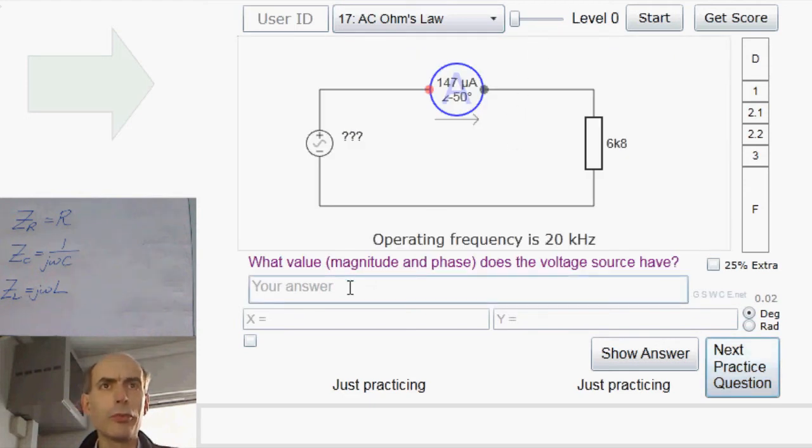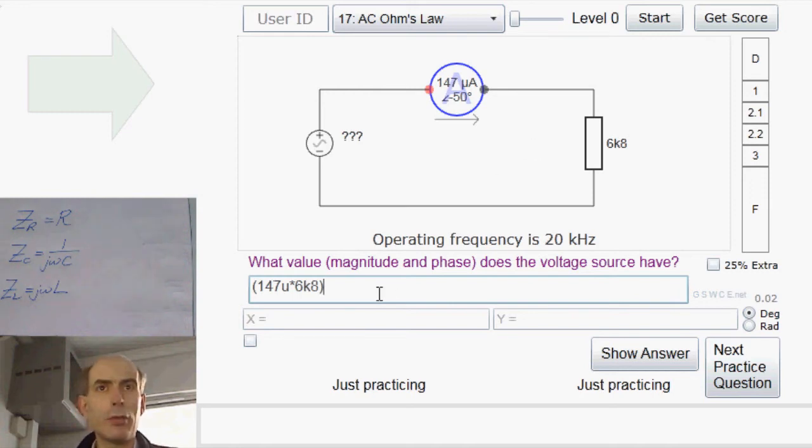Level 0, simple ones. So, this is a resistor. For a resistor, the voltage across the resistor and the current flowing through the resistor are in phase. We know the phase of the current, it's minus 50 degrees, therefore the phase of the voltage must be minus 50 degrees too. So that's easy. The magnitude we can work out by just taking the current times the resistance, just the same as Ohm's law. So in terms of magnitude, we've got 147 microamps times 6K8. In terms of phase, we've got minus 50.